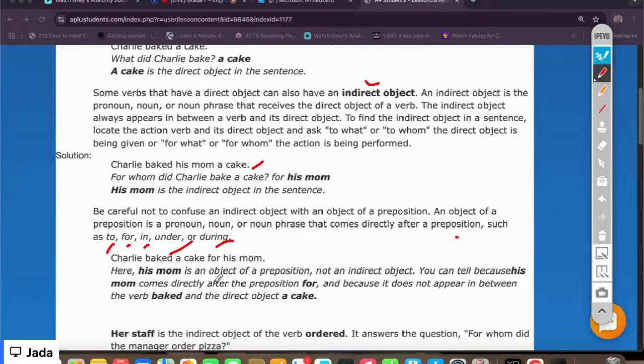So, Charlie baked a cake for his mom. Here his mom is an object of preposition, not an indirect object. You can tell because his mom comes directly after the preposition for, and because it does not appear in between the verb bake and the direct object a cake. So you have to take note of that. Okay? Let's look at some examples.